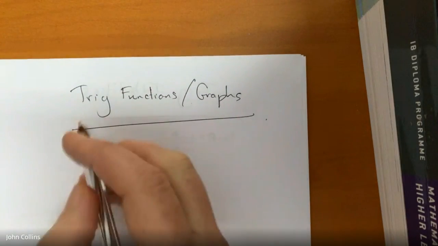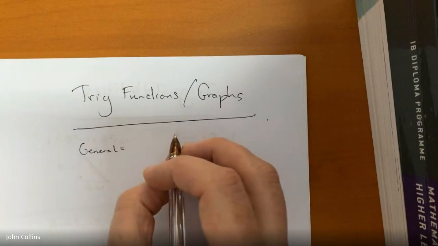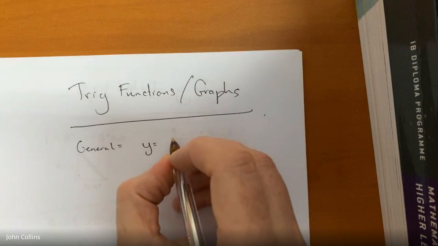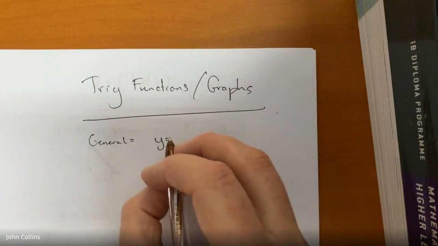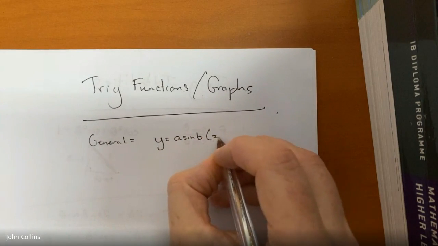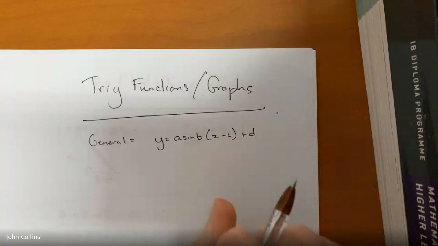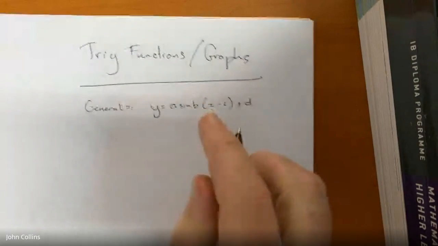Okay, so what's the general form again? Does anyone know it? With the letters, y is equal to, for sine, a sine b x plus c. x minus c, yeah. Plus d. Yeah, we can use different letters here.